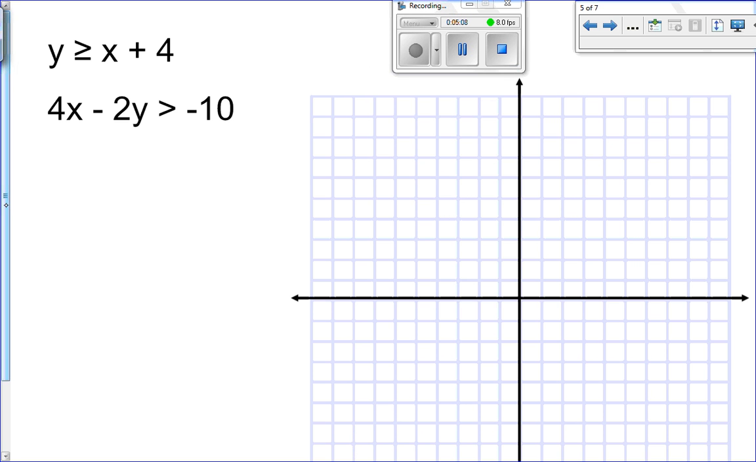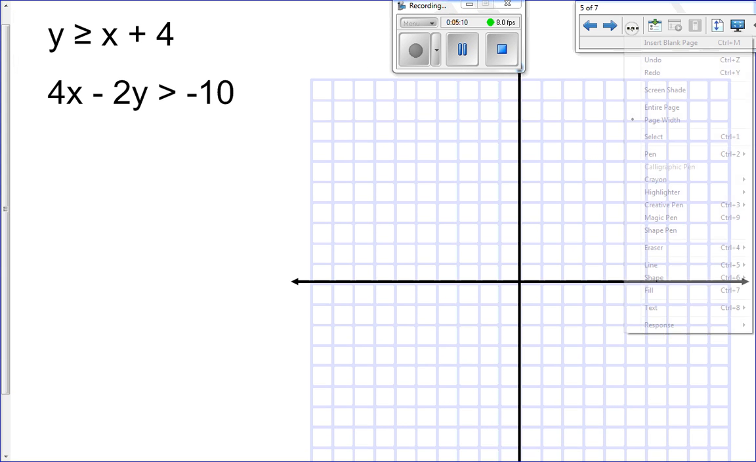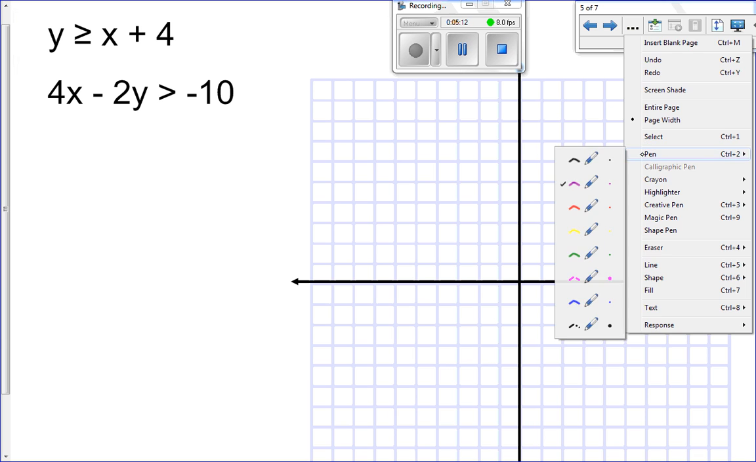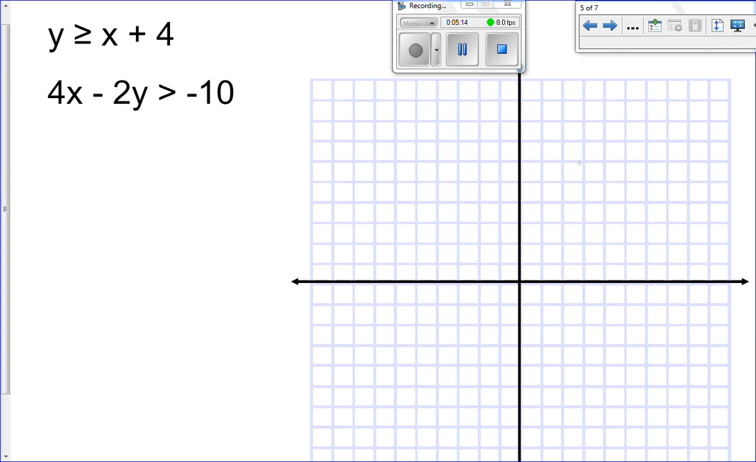Sometimes when we're solving these problems, we have to put them in slope-intercept form. And by putting them in slope-intercept form, it's going to make graphing linear inequalities much easier. So, if I have 4x minus 2y is greater than negative 10, let's solve this for y. Because remember, it's got to be y, and then your inequality sign, and then your x variable, and the y-intercept.